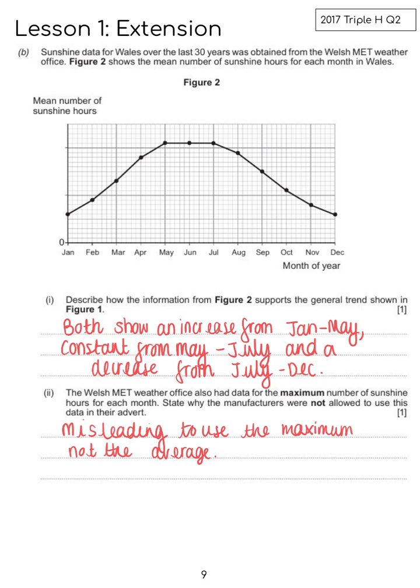So between January and May, there's an increase. May to July, it's constant. And July to December, it's decreasing again. Both those graphs show that. That's what you need to say to get the mark.